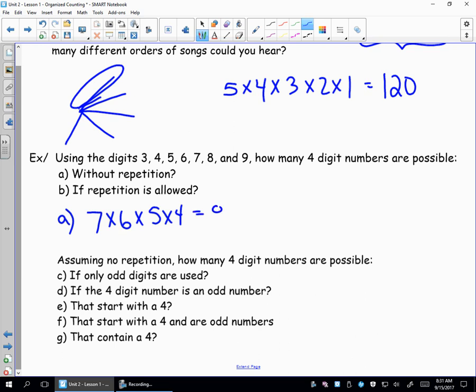But if repetition is allowed, like part B, I've got 7 choices for the first number, and I can have 7 choices for the next number, and so on and so on. So I've got 7 to the 4, or 2401.